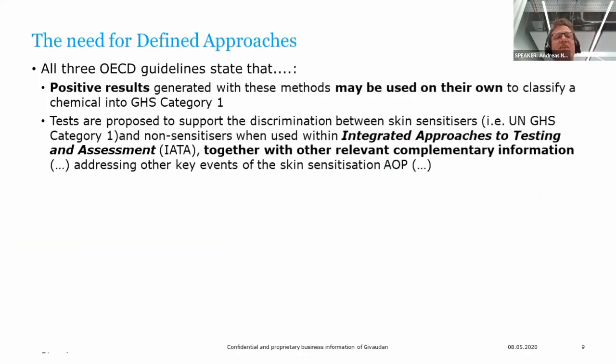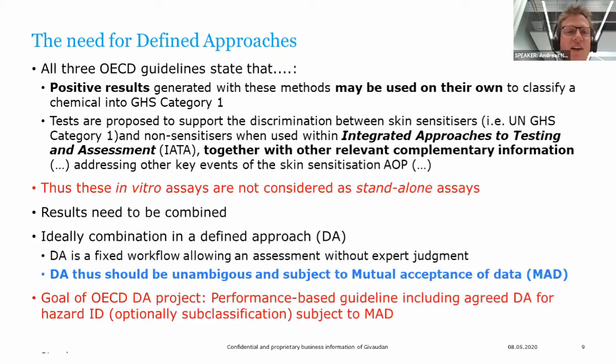So as I have said, all these three assays and the following assays were quite straightforward to validate, because the guideline says you can accept positive results on their own from this test to classify a chemical, but you cannot really use the assays on their own. You need an integrated approach for testing with other information from other key events. So that's basically the limitation stated. So we don't have standalone assays, and we need a combination of data.